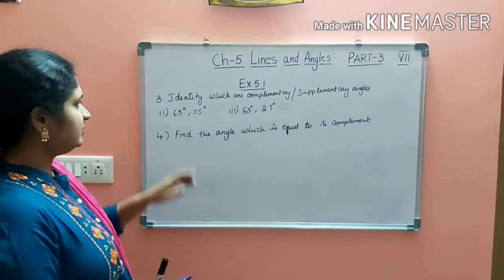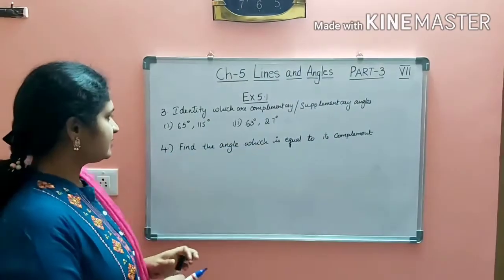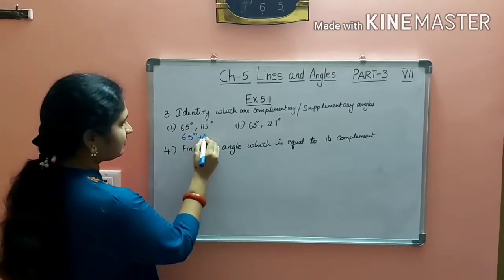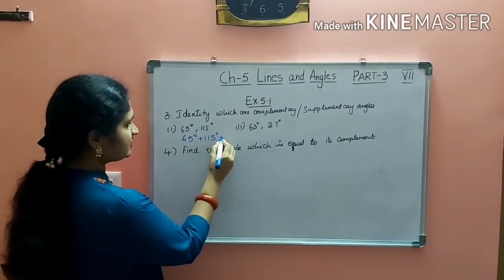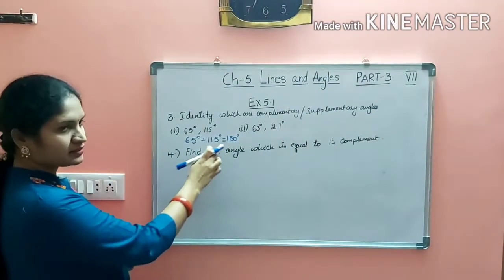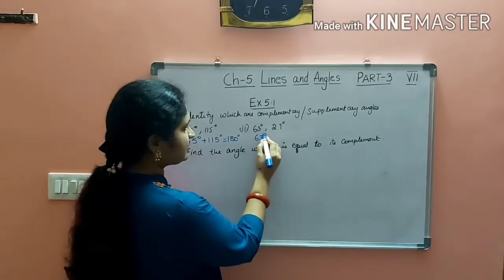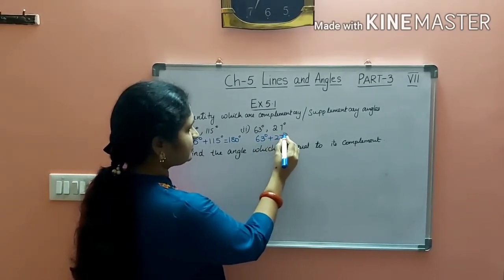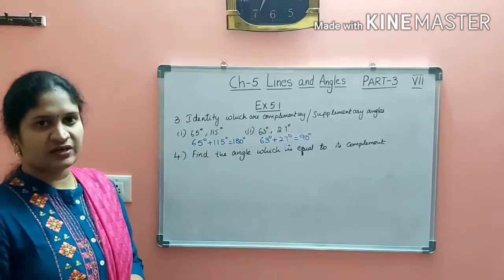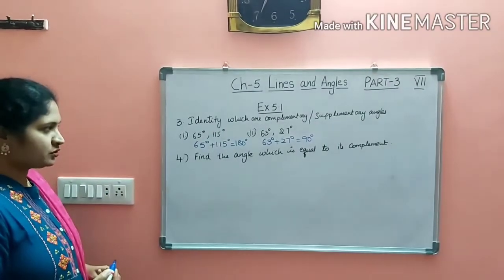Coming to third bit, children, identify which are complementary and supplementary. Let us check this one. 65 degrees plus 115 degrees, which is equal to 180 degrees. So these two angles are supplementary angles. Coming to here, 63 degrees plus 27 degrees is equal to 90 degrees. So 63 degrees and 27 degrees are complementary angles. Let us see fourth question here.